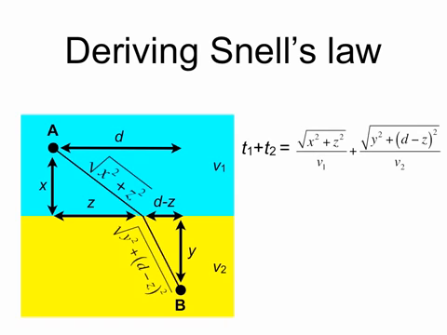And so the total time it takes for light to travel from A to B along this path is t1 plus t2, or the square root of x squared plus z squared over v1, plus the square root of y squared plus (d minus z) squared over v2. So here's an expression for the total time it takes for light to travel from A to B. And what we're trying to do is minimize this time.